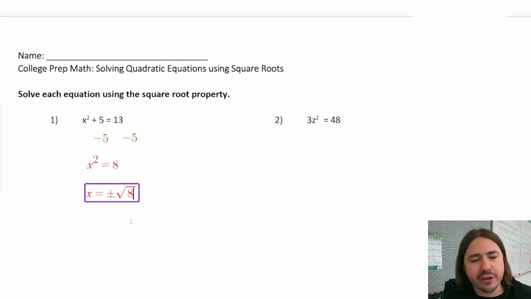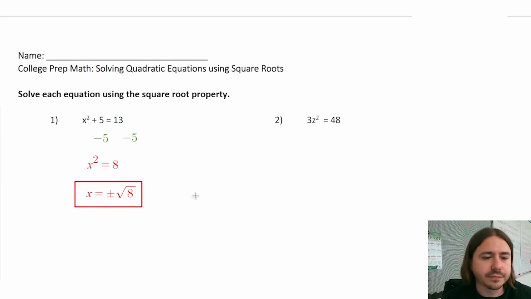And that's pretty much your answer here. You can simplify this, but I'm pretty happy with this answer. If 8 was a perfect square, we could go ahead and evaluate that a little further. Like I said, you could simplify this, but I'm okay with that.